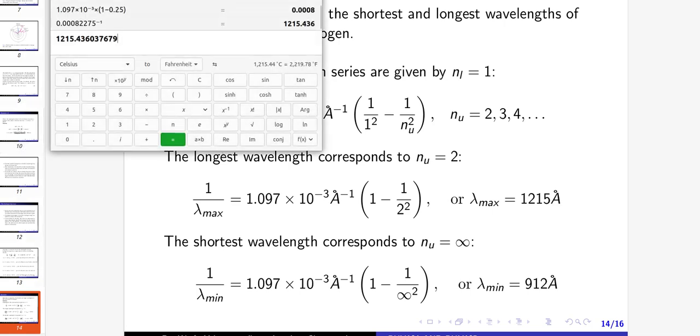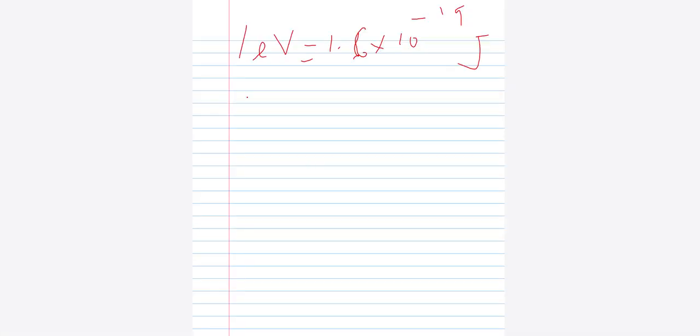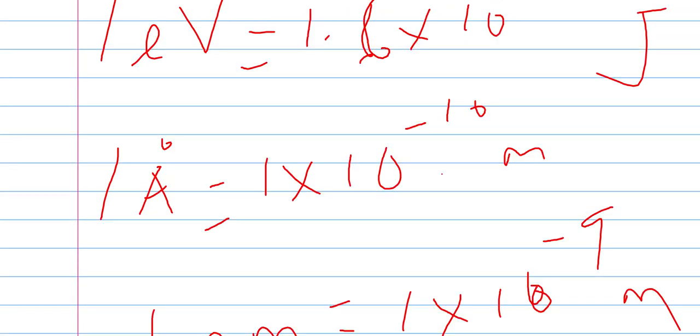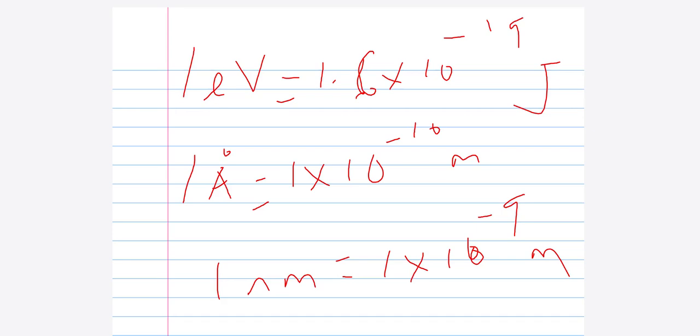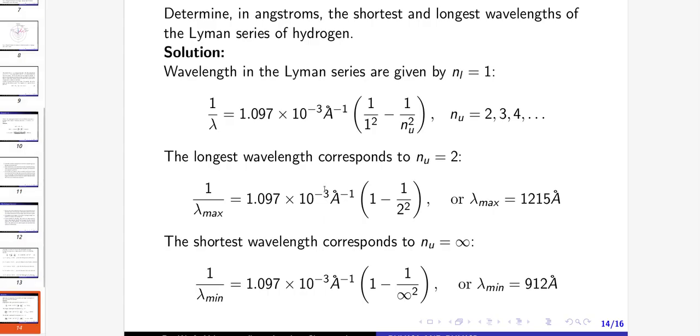Now please note what this angstrom means. 1 angstrom is 1 times 10 raised to the power minus 10 meters. 1 nanometer is 1 times 10 raised to the power minus 9 meters. So 1 angstrom is 1 times 10 raised to the power minus 10 meters. Is that clear? Okay. So the maximum wavelength is obtained as 1215 angstrom.